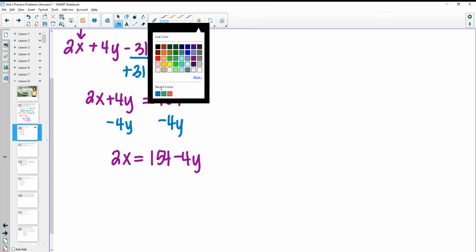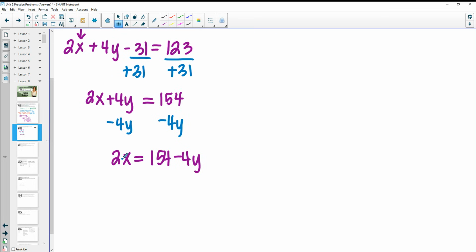Then we want to get x by itself. We have 2 x's here, or 2 times x. So we're going to divide this into 2 equal parts, and also divide this side into 2 equal parts. So 2x divided by 2 is 1x.